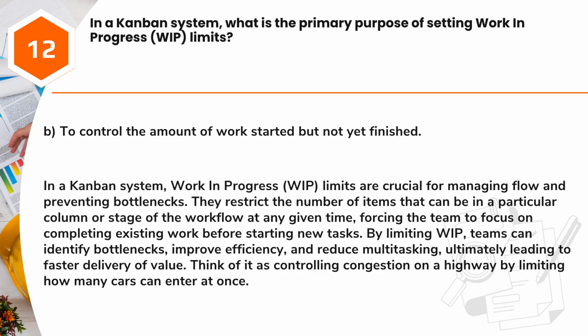Answer: B. To control the amount of work started but not yet finished. In a Kanban system, work in progress, WIP, limits are crucial for managing flow and preventing bottlenecks. They restrict the number of items that can be in a particular column or stage of the workflow at any given time, forcing the team to focus on completing existing work before starting new tasks.